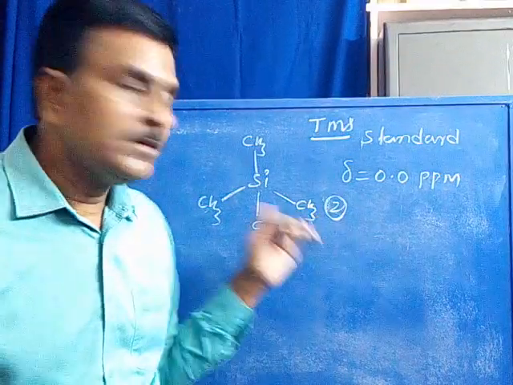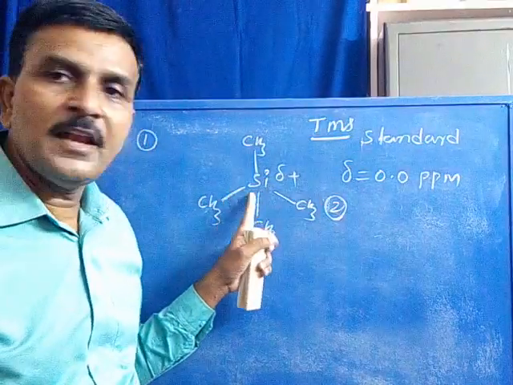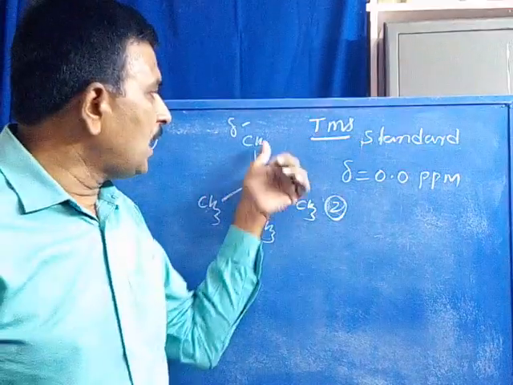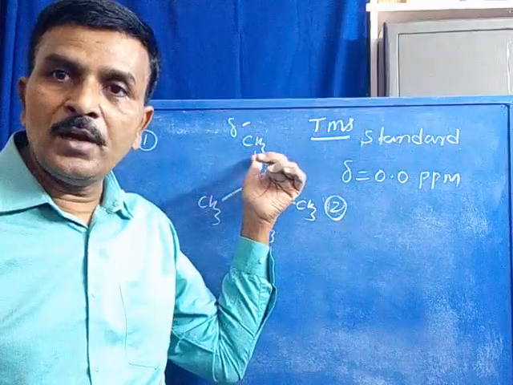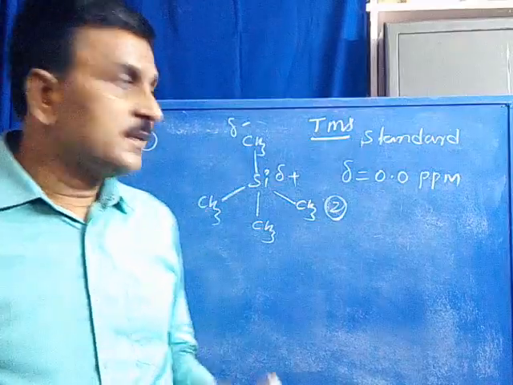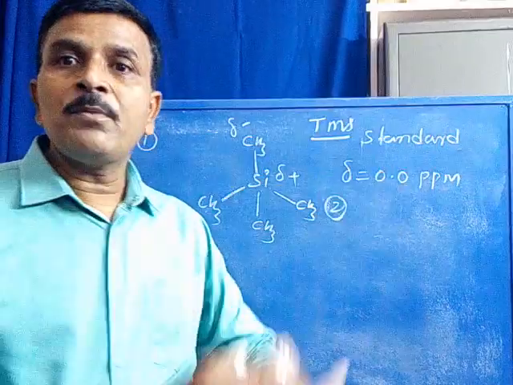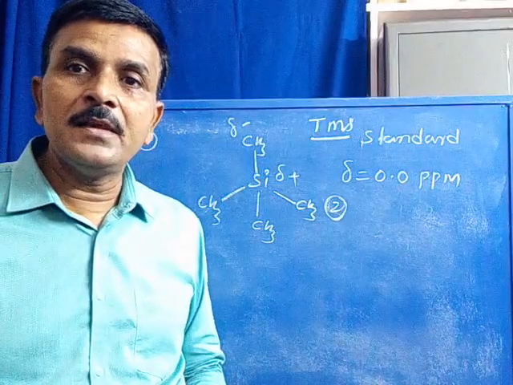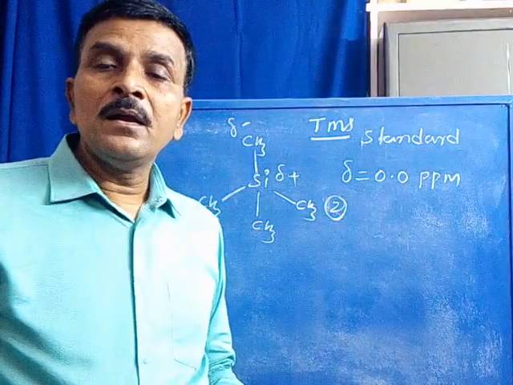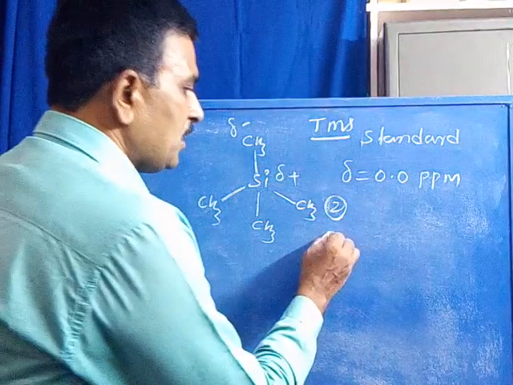Now in TMS, silicon is an electropositive atom. The carbon is electronegative, so all the protons attached to the electronegative carbon have high electron density, and therefore the proton signal appears at higher frequency values. When the standard proton signal appears at a higher frequency value compared with the sample proton signals, it becomes easy to compare and get the absorption frequency for the sample proton. This is the second advantage. Now the third advantage.